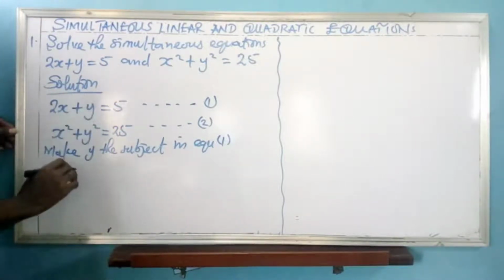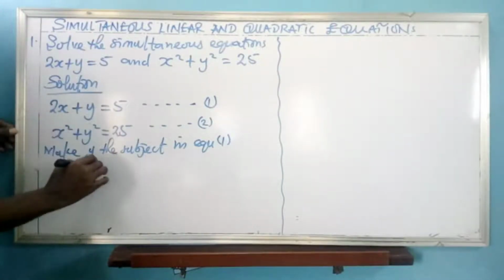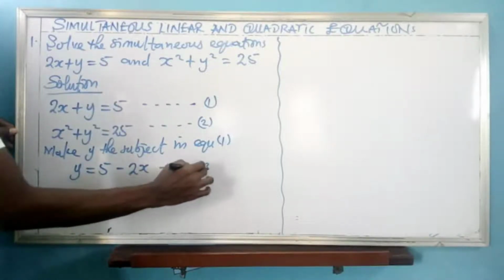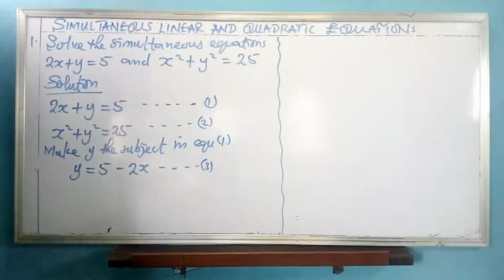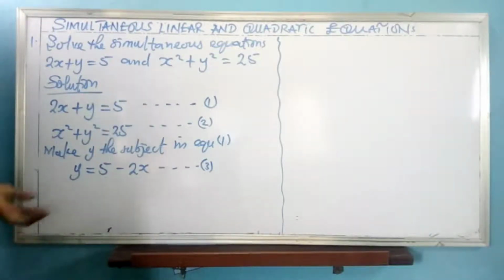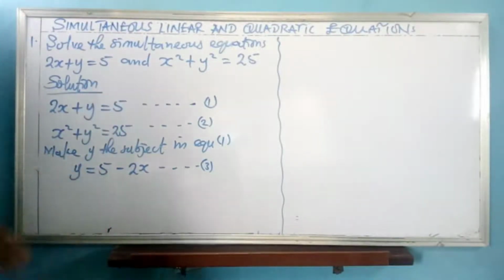Now we're going to have y equals, when we make y the subject, this one will go to the other side. 5 minus 2x. And that's our equation 3. Just let us name it as equation 3 like that. Now we already know the value of y. y is equal to 5 minus 2x. Let's go and substitute in equation 2.